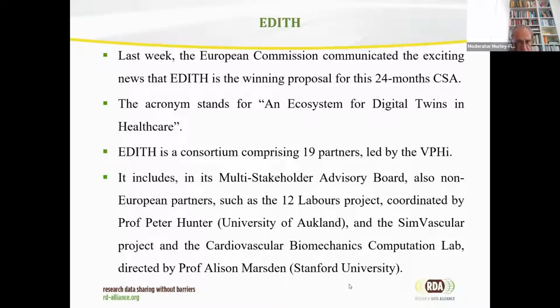EDITH includes in its multi-stakeholder advisory board also non-European partners, such as the 12 Labours project coordinated by Professor Peter Hunter of the University of Auckland in New Zealand, and the SimVascular project and the cardiovascular biomechanics computational lab directed by Professor Alison Marsden of Stanford University in the United States.